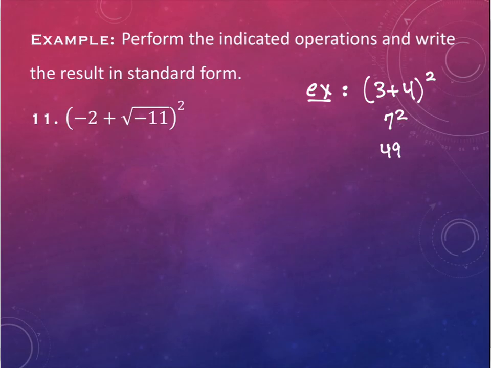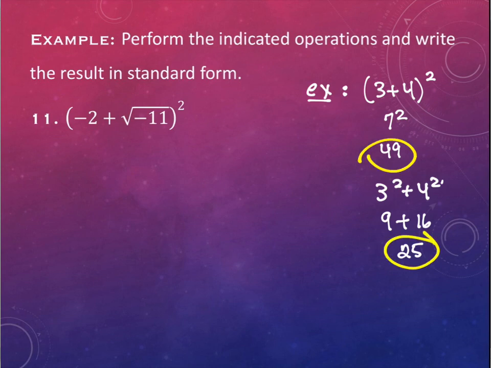If I tried to distribute it the way that I had written it originally, 3 squared plus 4 squared, that's when I would have gotten the 9 and the 16. This would have given me a 25. And 25 is not the same, obviously, as 49. So whether I have the square on the outside or whether I have the square on the individual pieces, I do not get the same thing. It matters where it is.